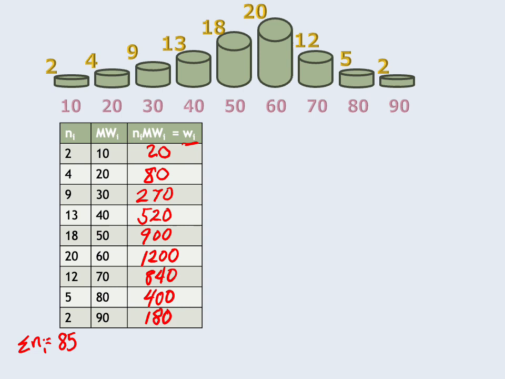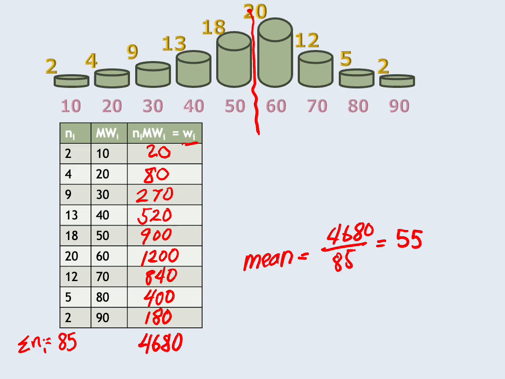So let's see. I calculate that the total mass of all of these, the total weight, is 4,680 units. So if I take that number and divide it by the total number of units, I get that the average, or the mean, is 4,680 divided by 85, and that's equal to 55. So someplace right in there. So that's one way of calculating the molecular weight of a polymer.